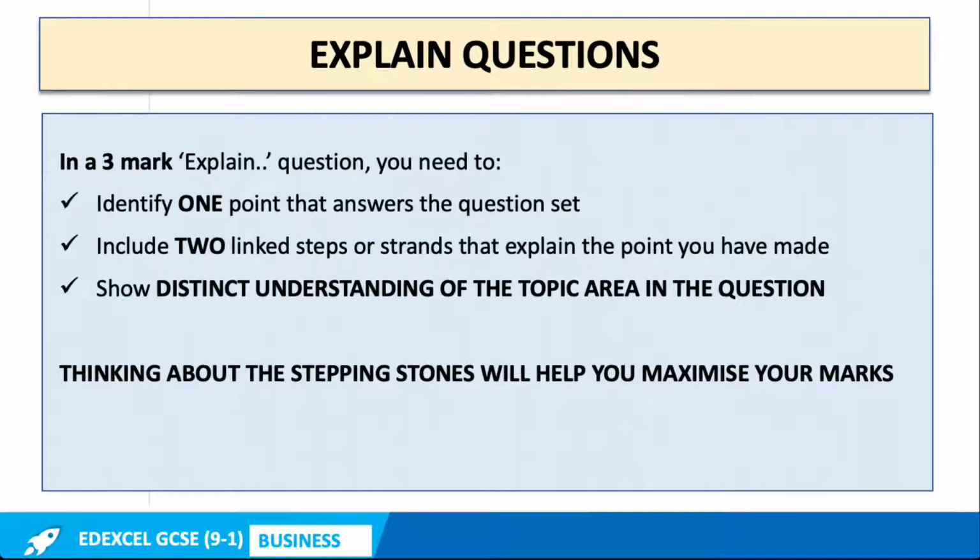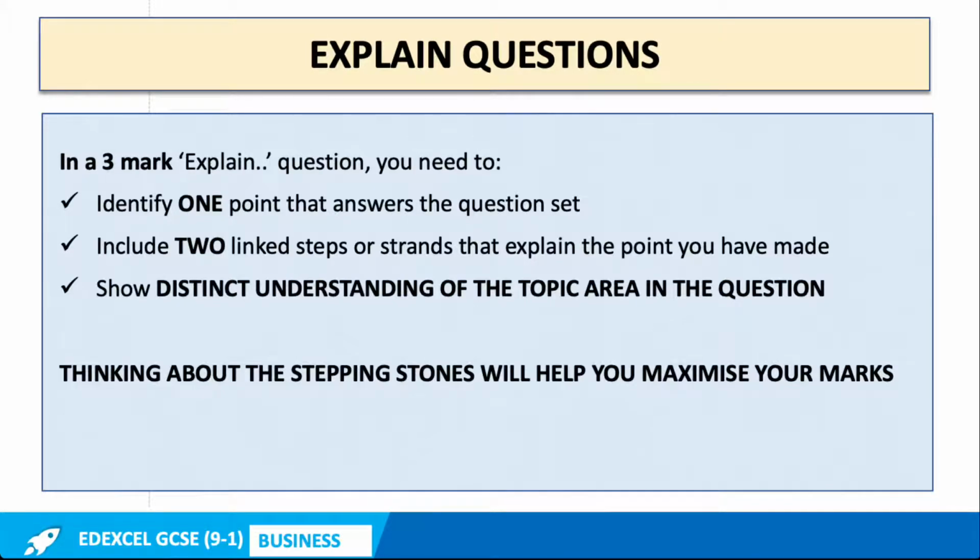So you need to show that you're using connectives. Connectives are words or phrases such as this means that, therefore, which in turn, or as a result, and they will follow the point that you have made. So you make a point in your first sentence and then develop that point with 2 strands in the next 2 sentences.